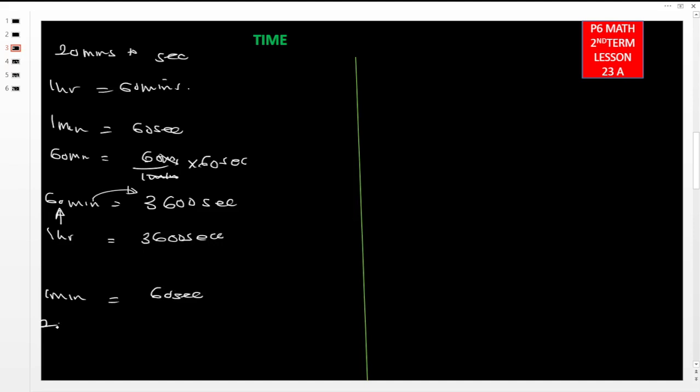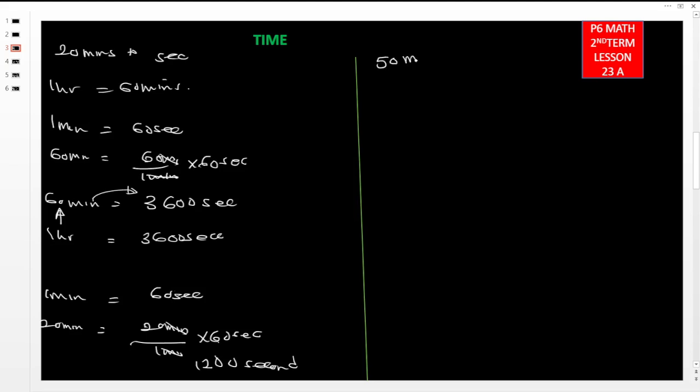Then how about the 20 minutes given here? So this is going to be 20 minutes out of 1 minute, then times our 60 seconds. So a minute with a minute, 2 times 6, that is 12, add on the 2 zeros, so we come up with 1200 seconds.